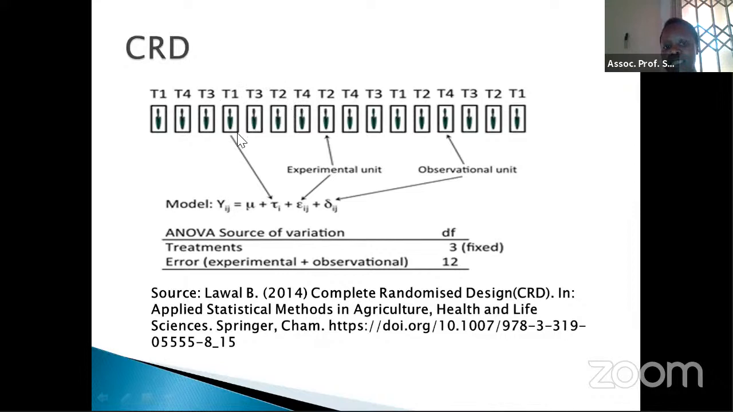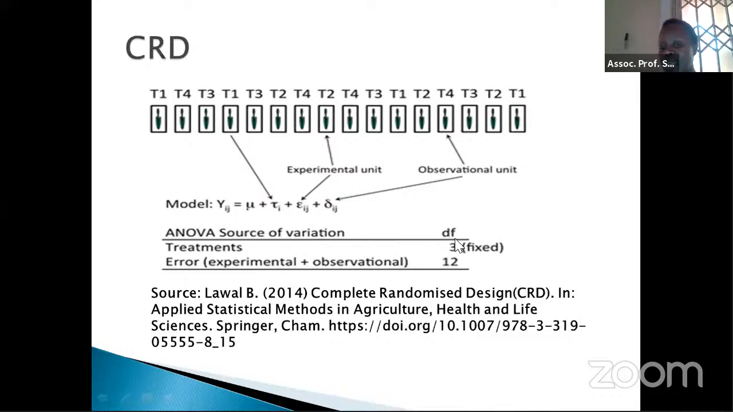So you can see that in this example, they are showing us that this first arrow is showing that tau i is the treatment effect and epsilon is the experimental error, and this is the observation error, which is fused within the experimental error. So this is the model briefly that you could have. And the analysis of variance table, which comes up, looks like what you see here. We have the treatments, that is the source of variation, the unexplained variation, which is experimental error plus observational error, and the total variation, which is not shown.